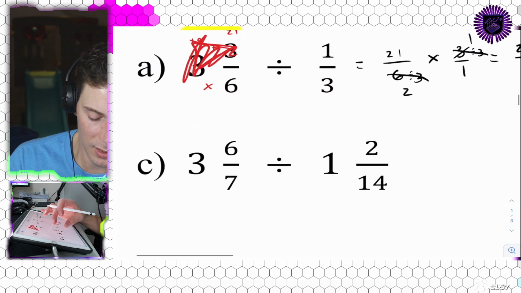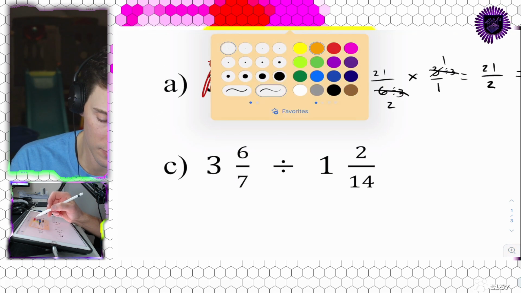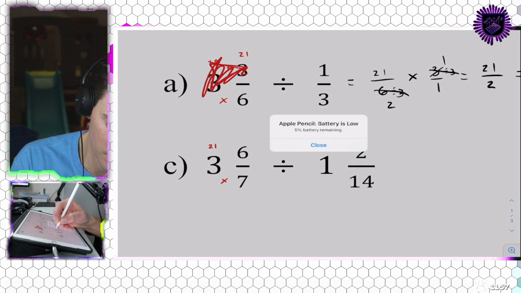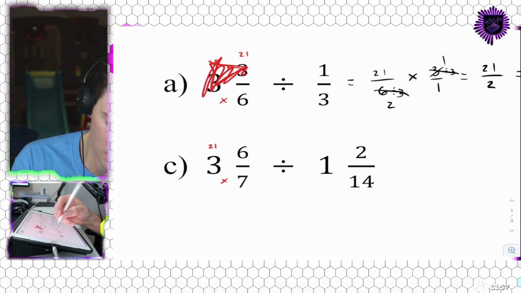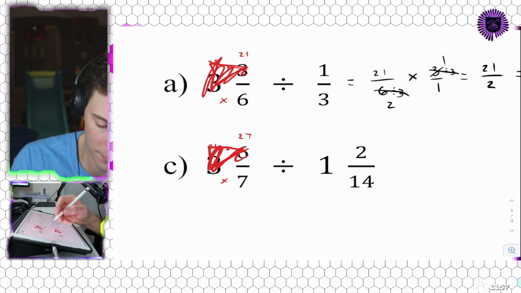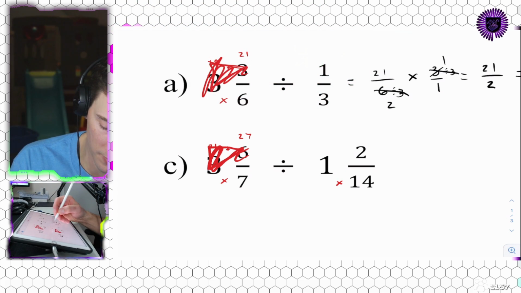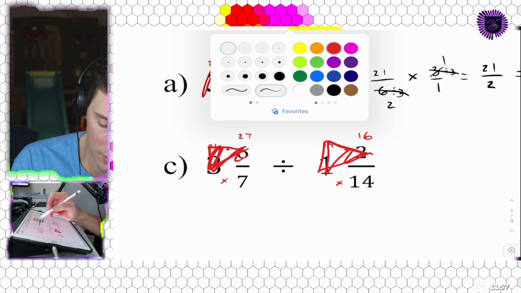6C. No, not orange. Red. Multiplied 21. 21 plus 6 is 27. We don't need those things anymore. There's 2 of them. 14. 1 times 14 is 14 plus 2, 16. And I don't need those anymore. 16.